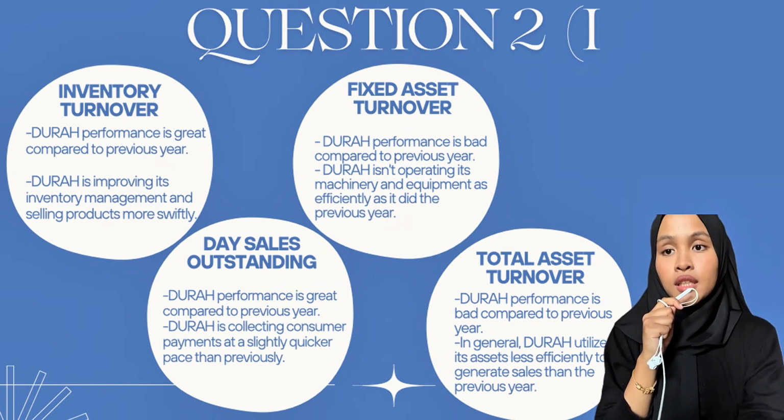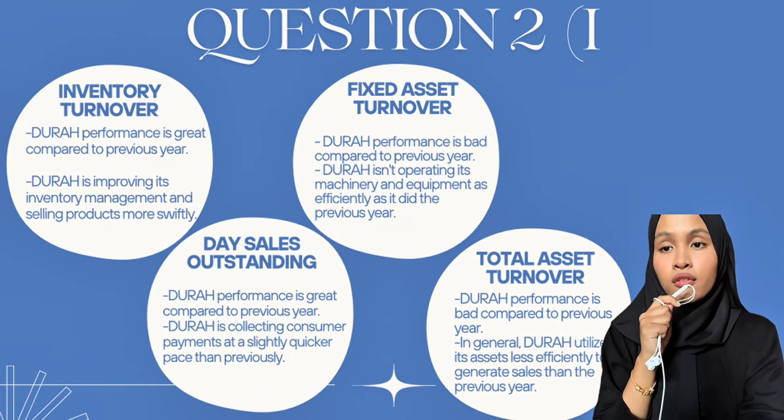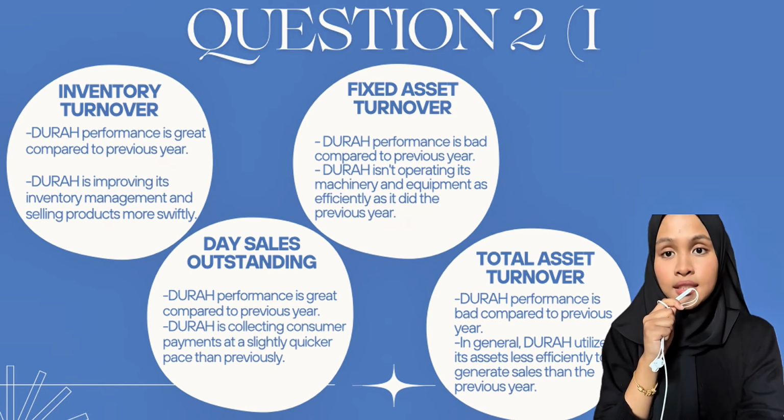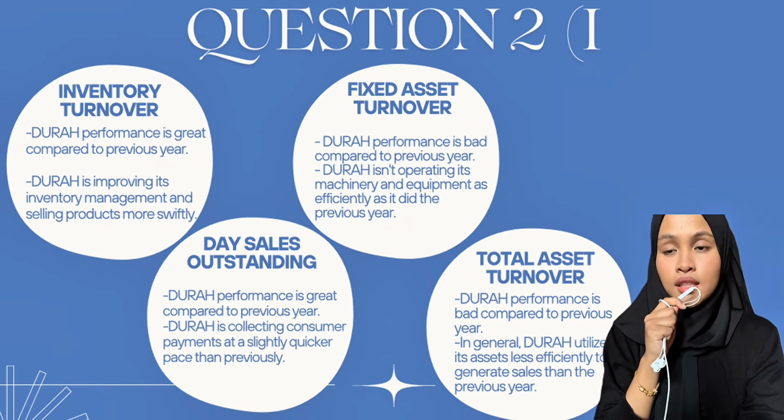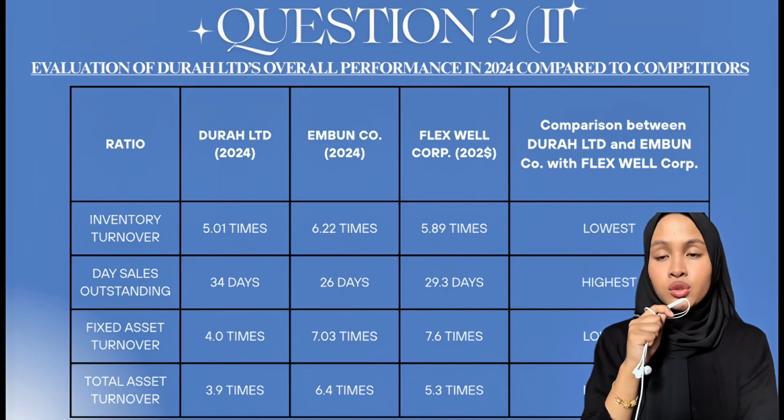For days sales outstanding, it decreased slightly from 35 to 34 days, meaning the company is collecting payments from customers a little quicker. On the downside, fixed asset turnover dropped from 6.2 to 4 times, suggesting less efficient use of fixed assets like machinery. Similarly, total asset turnover fell from 5.1 to 3.9 times, indicating the company is using its overall assets less effectively than before. Now, let's compare Dura Ltd's 2024 performance with its two competitors.